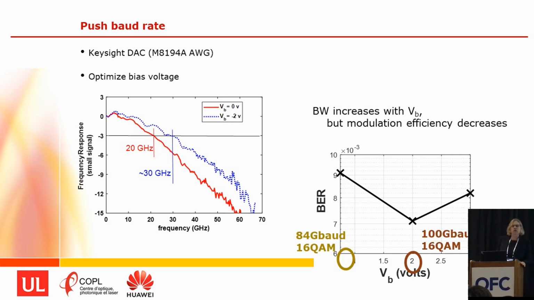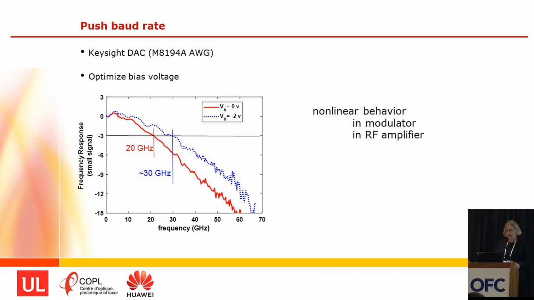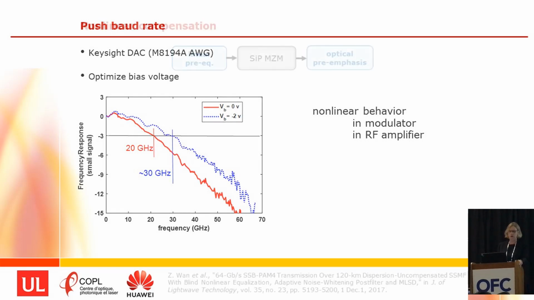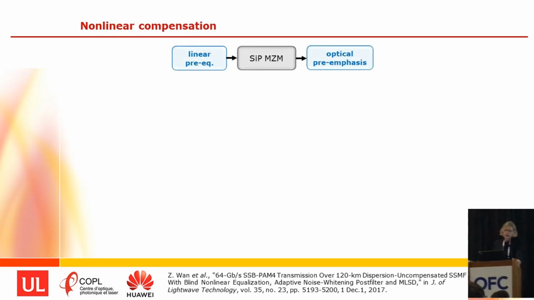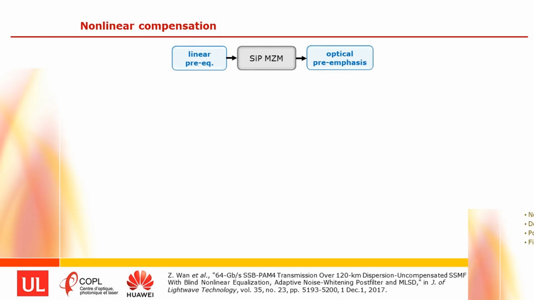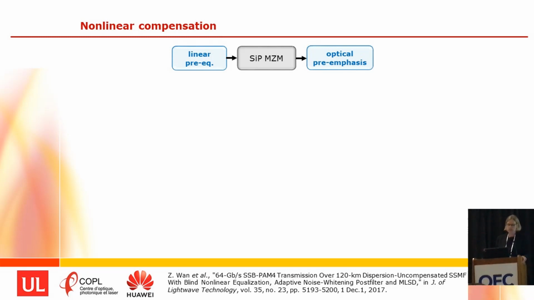Whereas previously we used only linear compensation methods, when we're operating at this higher baud rate, several nonlinear behaviors come in. It could be the modulator, it could be the RF amplifier. It's difficult for us to separate them, although even showing that this frequency response varies with the voltage, and our voltage swing is somewhere around 4 volts peak to peak, we can see there are nonlinear properties even in the modulator alone. So we then moved to a nonlinear compensation. We looked at post-equalization.